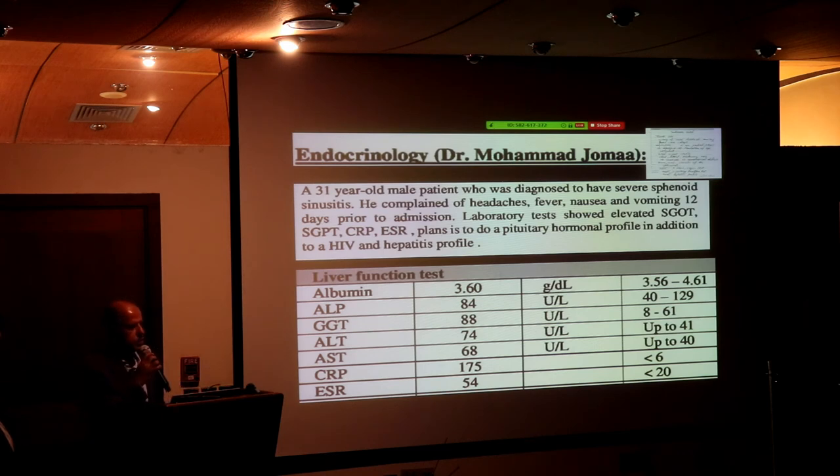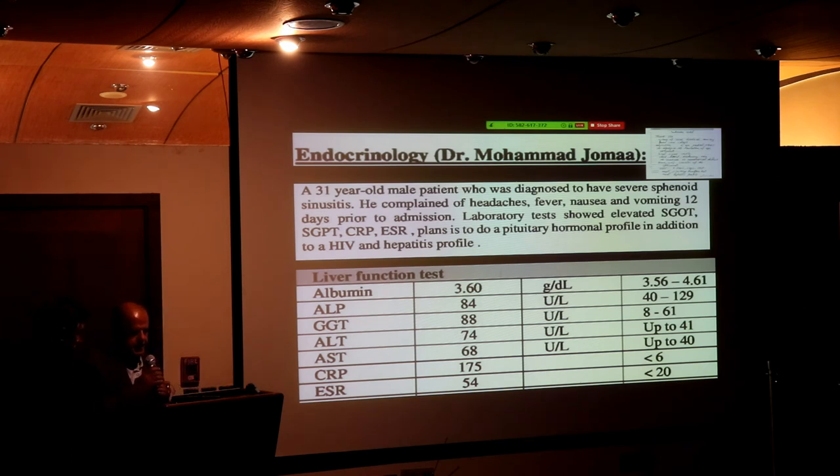However, we also excluded specific causes of elevated liver enzymes like hepatitis and HIV. All of them were negative. CRP was high, 175, which is a very sensitive marker or indicator of the severity of inflammation. It is very important. I think it is more informative than SARI. Yes, in infection in particular.